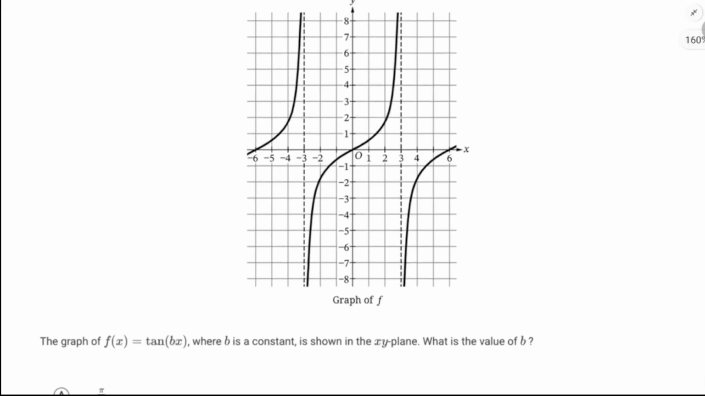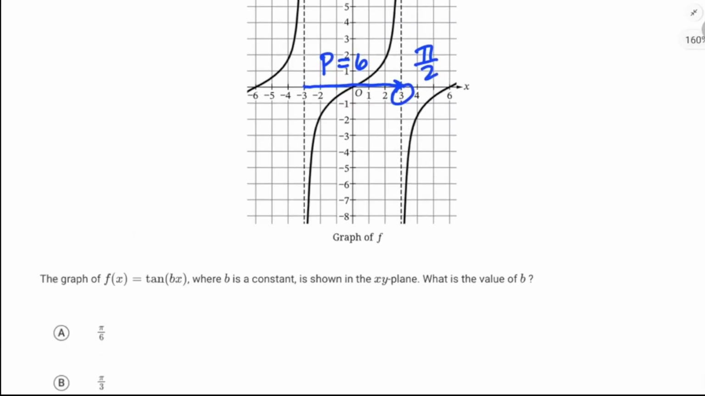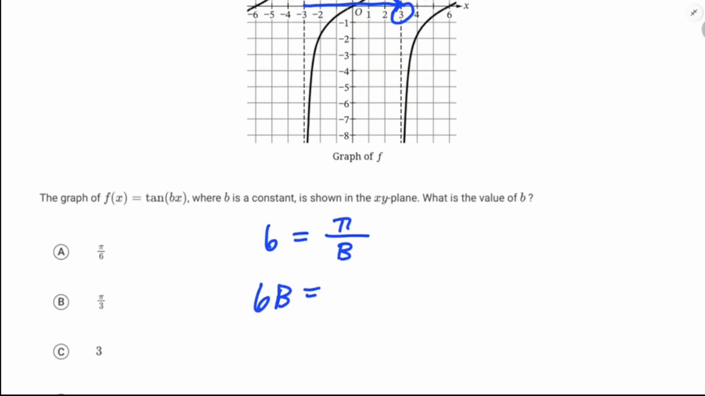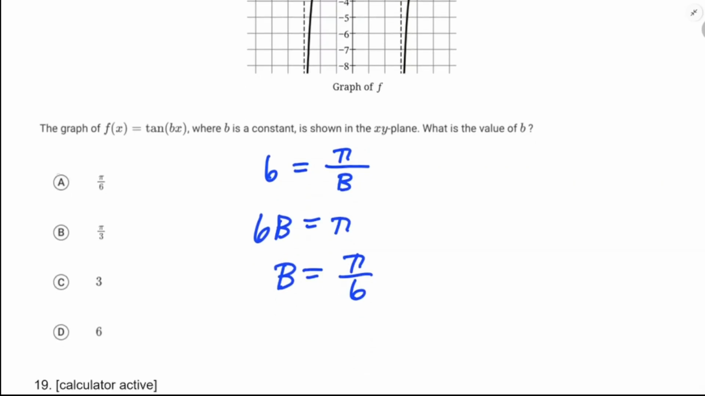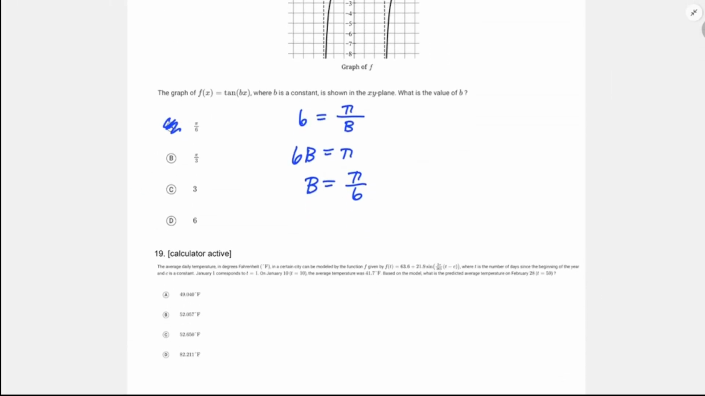All right. Graph of f of x equals tangent of bx, where b is a constant, is shown. What is the value of b? All right. Again, I would normally expect these to be at pi over 2 and negative pi over 2. So now I know that the period of this thing is the width between the vertical asymptotes, period equals 6. Right, so period is going to equal 1 pi over b. Okay, so 6b equals pi, and b is going to be pi divided by 6. We answer choice A.